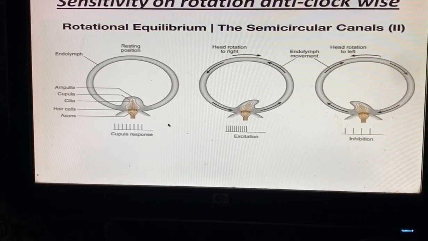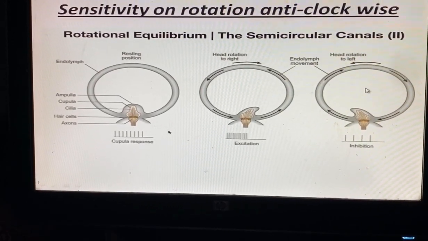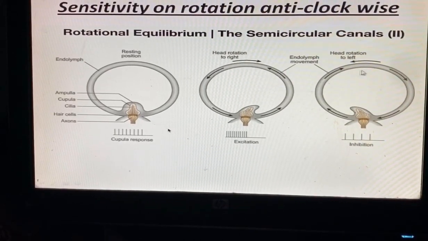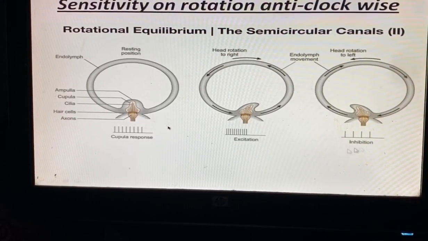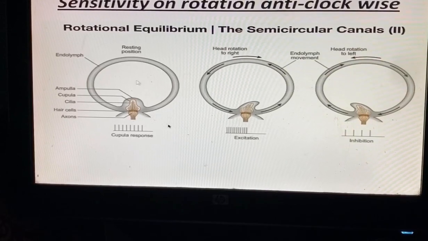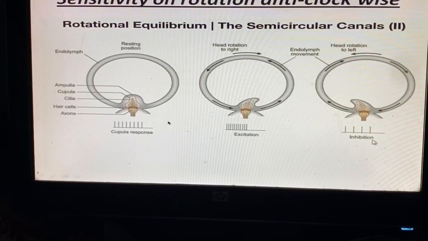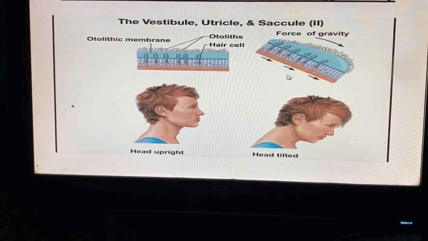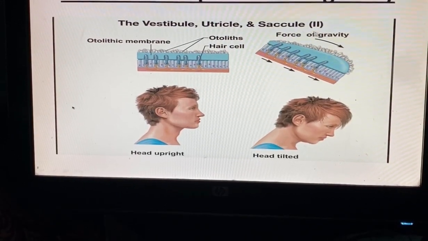You see, I mentioned. And this is the position of the macula. And this is the structure just opposite to the head rotation towards the left, and the endolymph is moving just opposite. This is the inhibition portion. So in 3 steps we can explain the sensitivity to anti-clockwise rotation with the help of the cupula. First of all, cupula response, then excitation, and the third is inhibition. That's how when we tilt our head, the vestibule, the utricle, and the saccule work on the force of gravity, right?